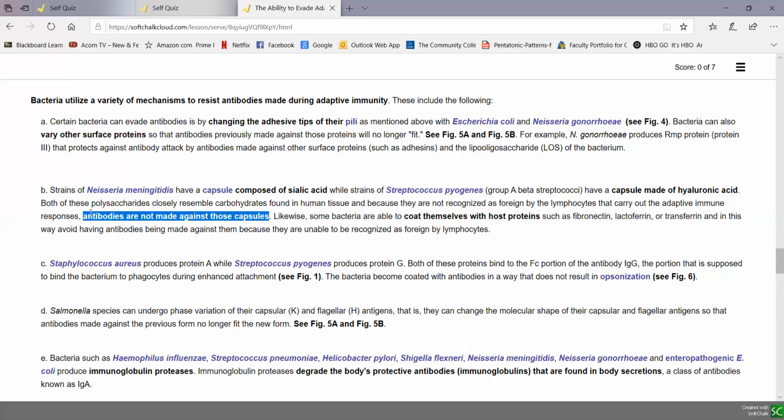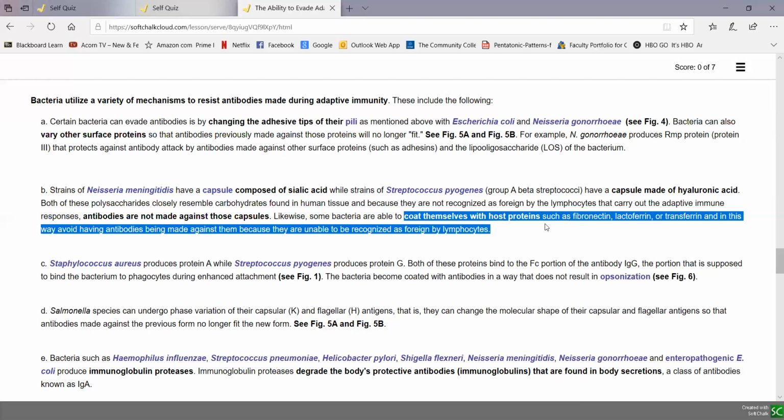So again, by producing a substance similar to a human protein or a human polysaccharide, and coating themselves in that, it kind of masks them from our immune system so we don't recognize the microbial proteins and polysaccharides. So some bacteria simply coat themselves with host-type proteins, and as a result, we avoid making antibodies against them because our lymphocytes don't recognize epitopes of our own protein. They only recognize foreign proteins.